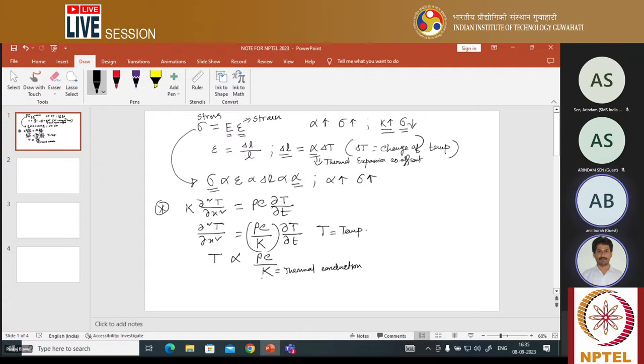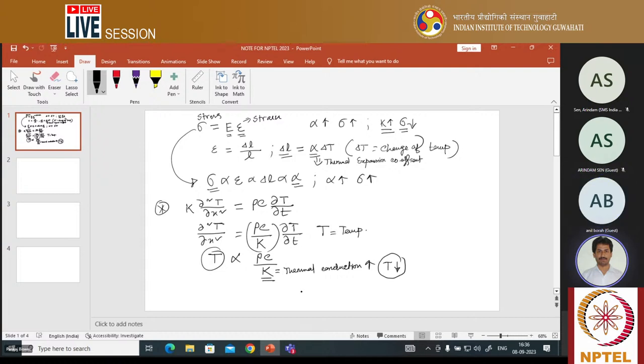So one thing you can observe: for a particular heat input, if this thermal conductivity increases, then your temperature rise will decrease. So you can say, higher the thermal conductivity, lower the temperature rise, because thermal conductivity more means heat can easily dissipate, correct? That's why if the thermal conductivity of a material is more, then your temperature rise is less.